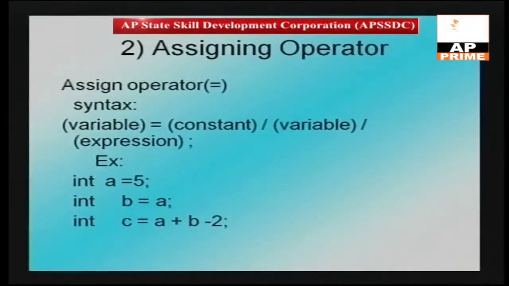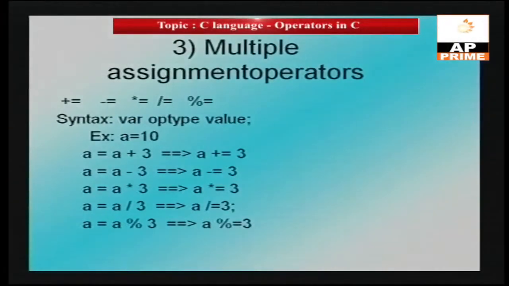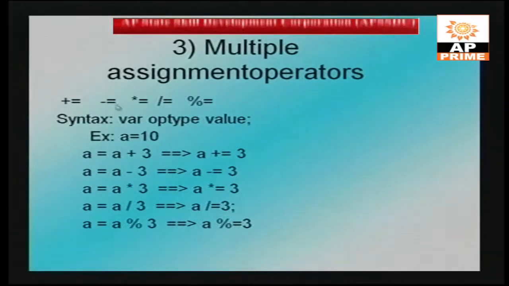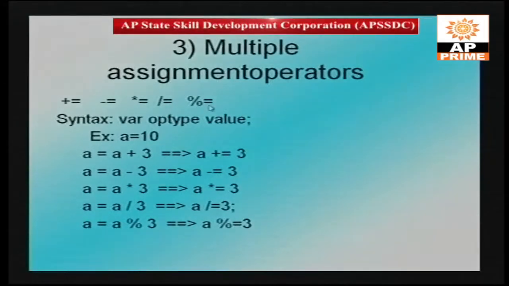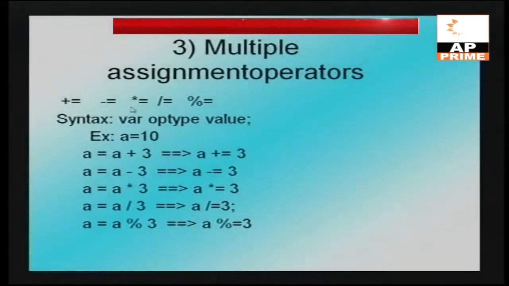Moving to the next category of operator. What is the next category of operator? You have multiple assignment operators. Which are they? Plus equal, minus equal, into equal, divided by equal, mod equal. This is called the multiple assignment operator or compound operators. Both are the same, multiple assignment or compound.